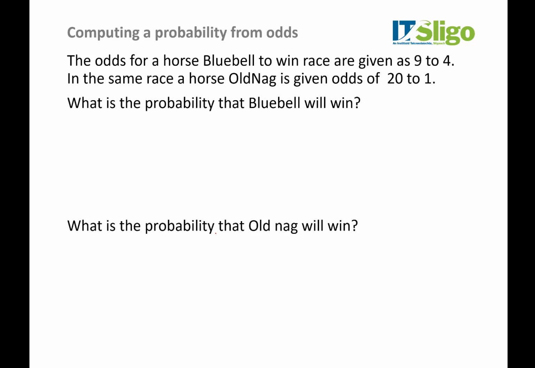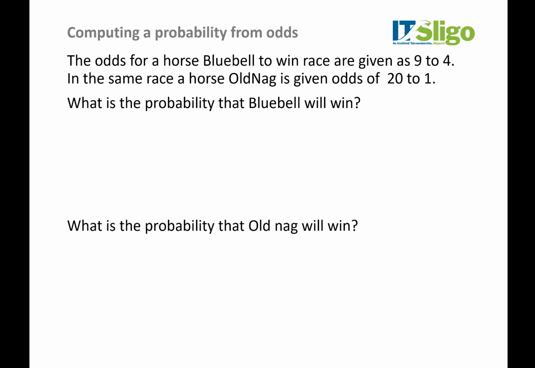So we'll just take a look at odds now. I'm just going to take a quick look at one or two other types of probabilities, just to help you use probabilities in daily life rather than from a hard sums point of view. So say Bluebell is odds-on favourite to win the race, and the odds are given as 9-4, and then Old Nag has odds of 20-1. What's the probability each horse will win?